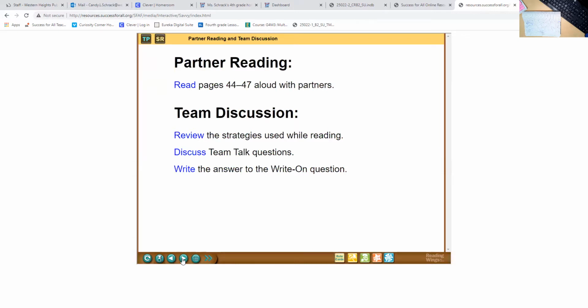Okay, so now we're going to look at the rest of the pages. You need to go and read pages 44 to 47, and we're going to fill in our idea tree, and I will put a picture of that on our page.